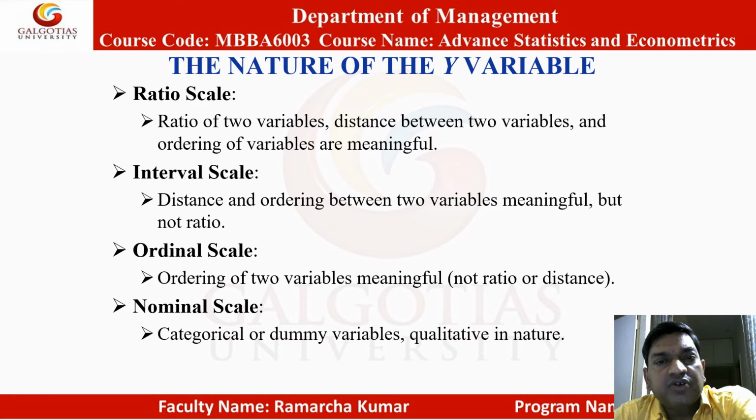Now the nature of the y variable. On a ratio scale, the ratio of two variables, the distance between two variables and the ordering of variables are meaningful. Interval scale we have already discussed earlier, the difference between ratio and interval. Here distance and ordering between two variables are meaningful but not ratio. On an ordinal scale, ordering of two variables is meaningful, not ratio or distance. Nominal scale is categorical or dummy variable, qualitative in nature.